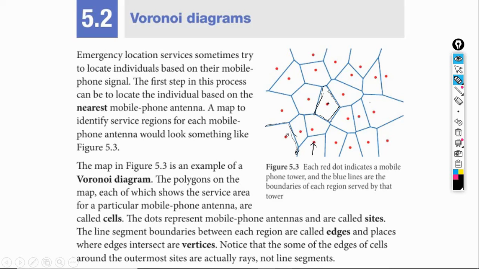And places where edges intersect are vertices. So this is an edge, and this is a vertex. An edge, vertex, edge, vertex. So here we have three edges on this vertex. Notice that some of the edges of cells around the outermost sites are actually rays and not line segments. So that means that here, this goes on. Okay, so this is a brief introduction to the Voronoi diagrams, and now we're going to actually solve some exercises with them.